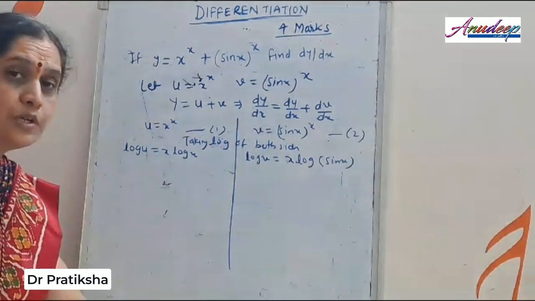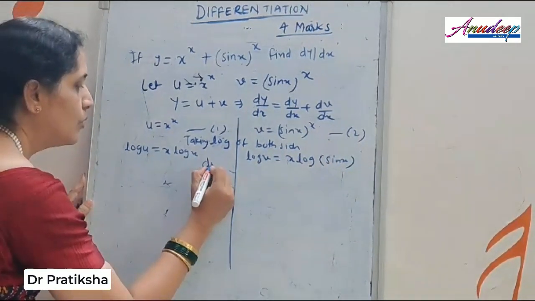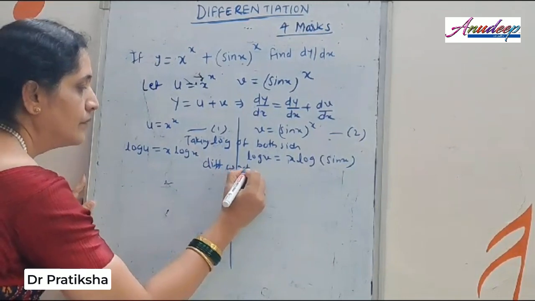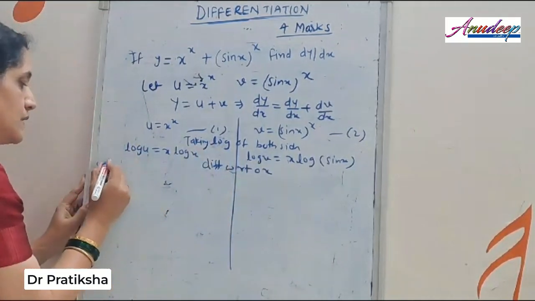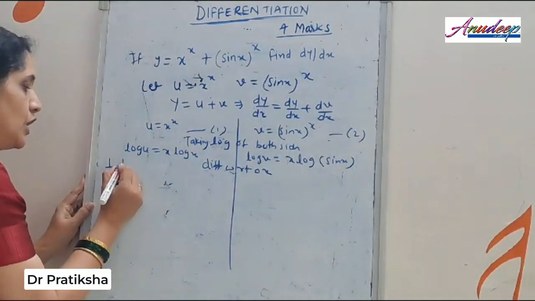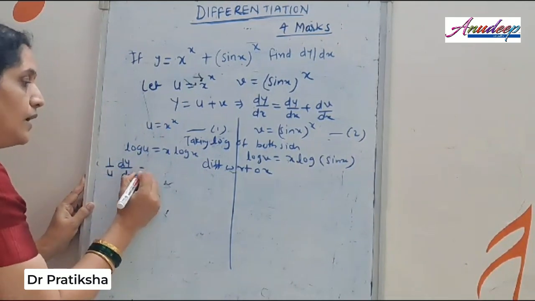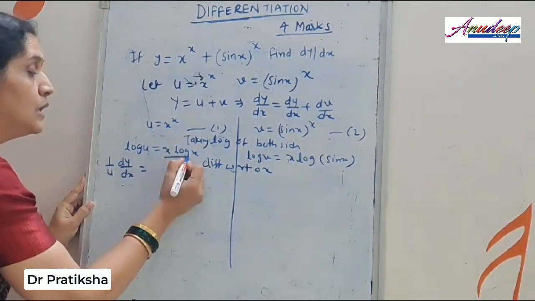And when you differentiate both the sides, what you get here is 1 upon u du by dx, and here we need to apply the product rule.